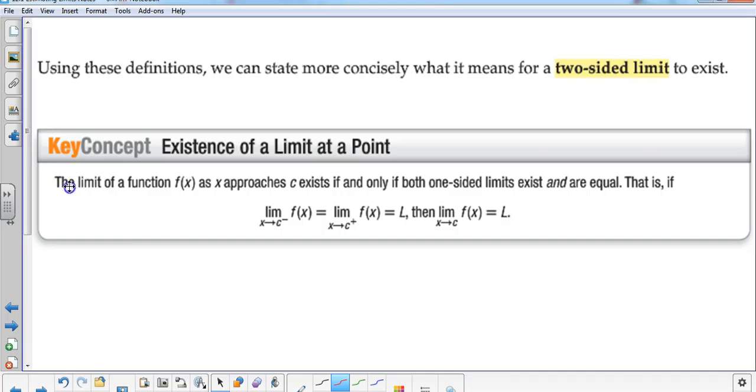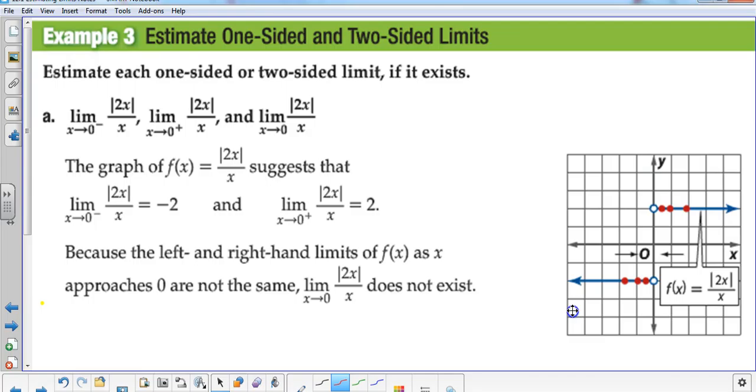Okay, one more time in words, it says the limit of a function as x approaches C exists if and only if both one-sided limits exist and are equal. If they're not equal, then it doesn't exist at that point. So you can have a left side limit and a right side limit and still have no limit exist at a point, which is what's going to happen on this example, which is just like one on your notes. This is the graph of the absolute value of 2x over x.